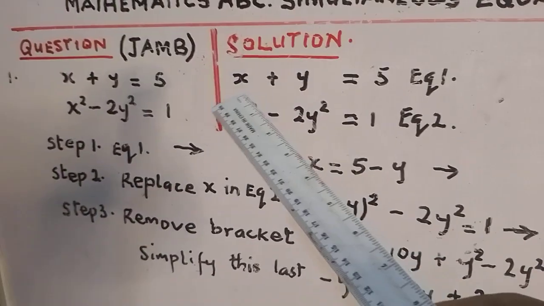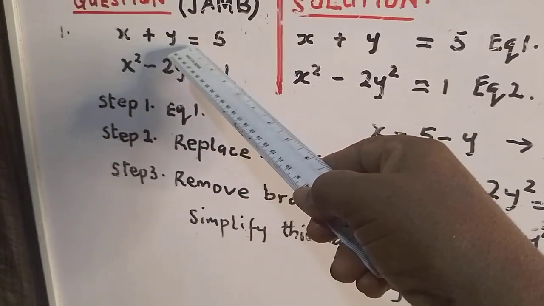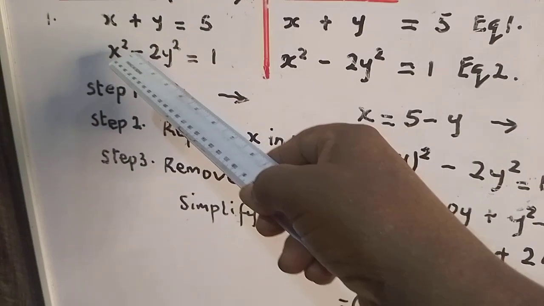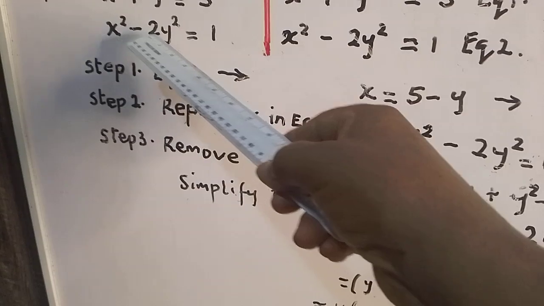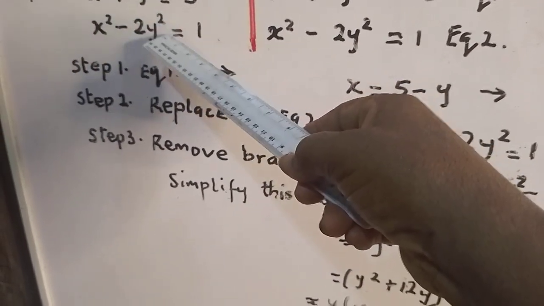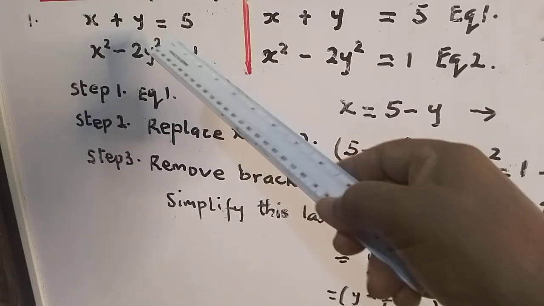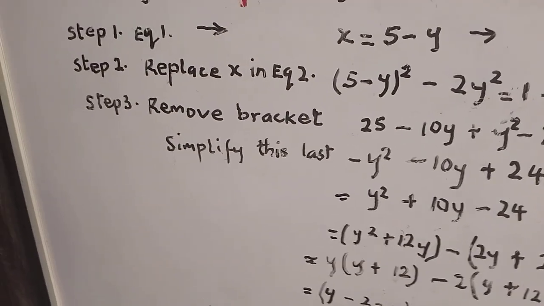Let's check the answer. Put 3 here, x is 3. Put 2 here, y is 2. 3 plus 2 is 5, correct. Put 3 here, which is 3 squared. 3 times 3 is 9. Minus, put 2 here for y, 2 times 2 is 4, 4 times 2 is 8. 9 minus 8 is 1. So the equation is correct.